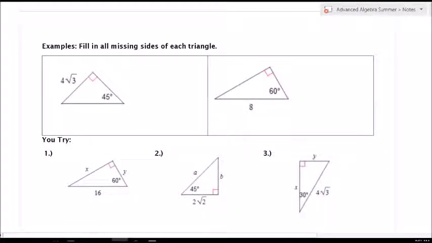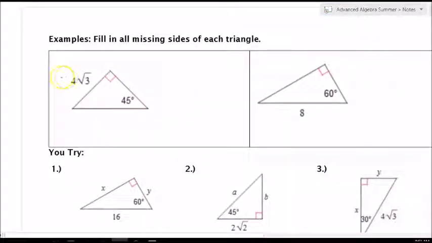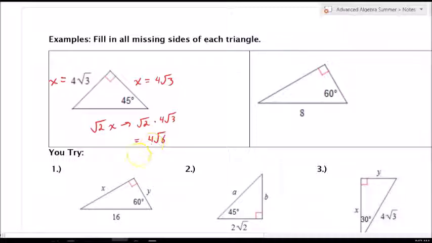Let's try these two as well. Okay, so across from my 45, those are just my x's. And then it's root 2 x across from my 90. So I know x is equal to 4 root 3. So if I plug in here, that would be root 2 times 4 root 3. So if we multiply our square roots, we would get 4 square root of 6.